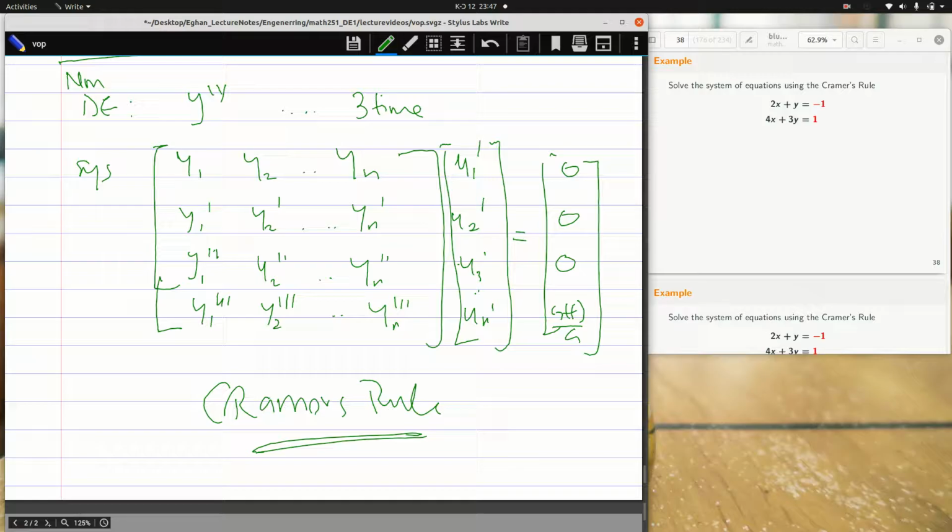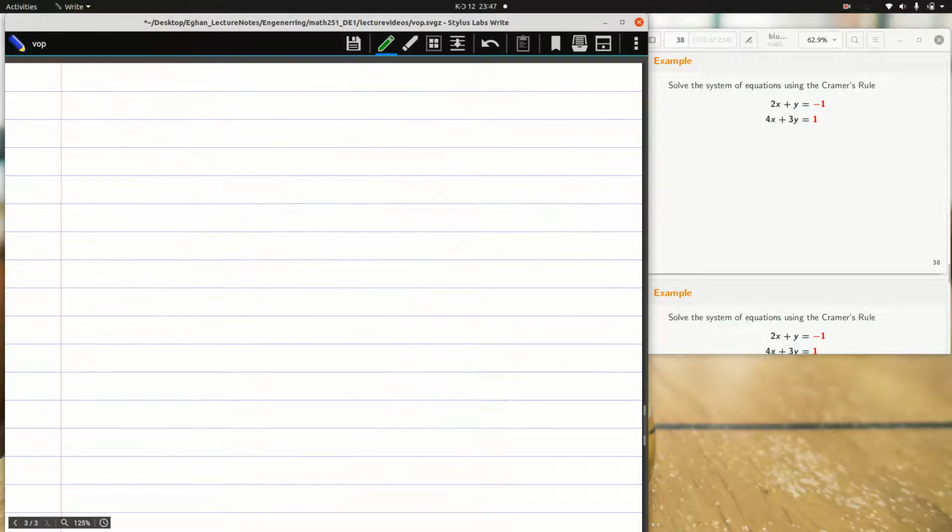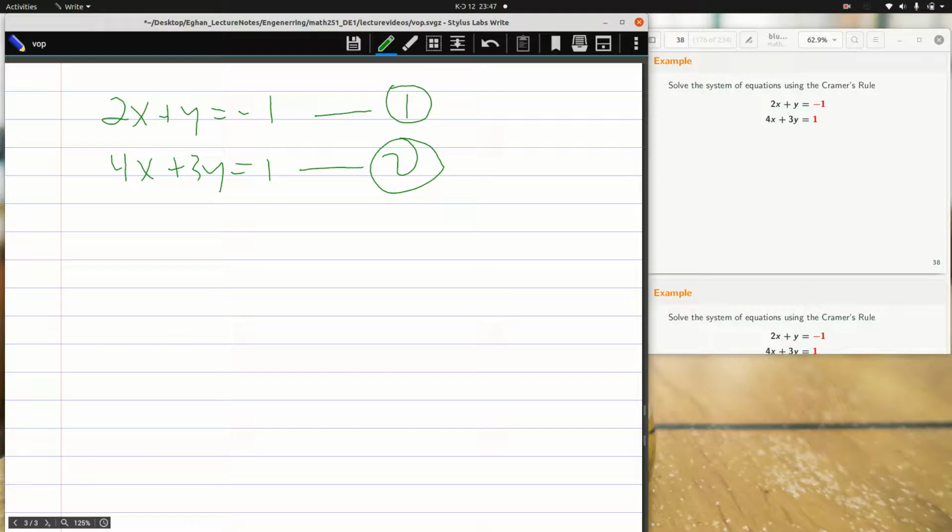So quickly, let me just do a simple system of equations, like what I have in mind, slide 38. The equations are 2x plus y equals negative 1, and 4x plus 3y is equal to 1. This is a system of equations. If you're going to use the substitution method, you realize that you're going to have a whole lot of variables playing around. The same with the elimination method or Gaussian elimination. And so I would like to use Cramer's rule.